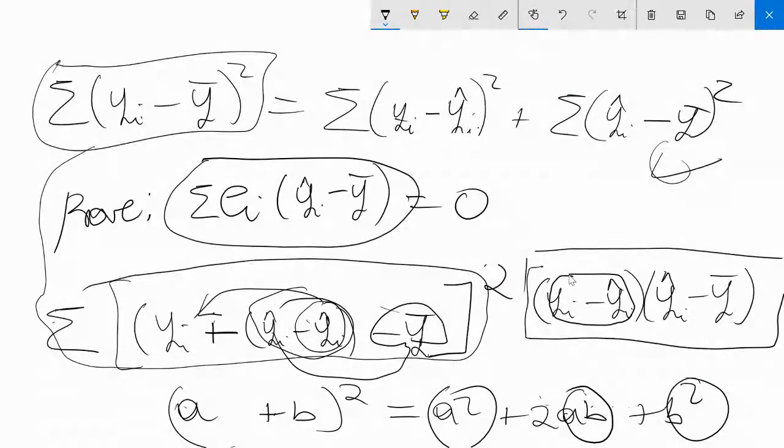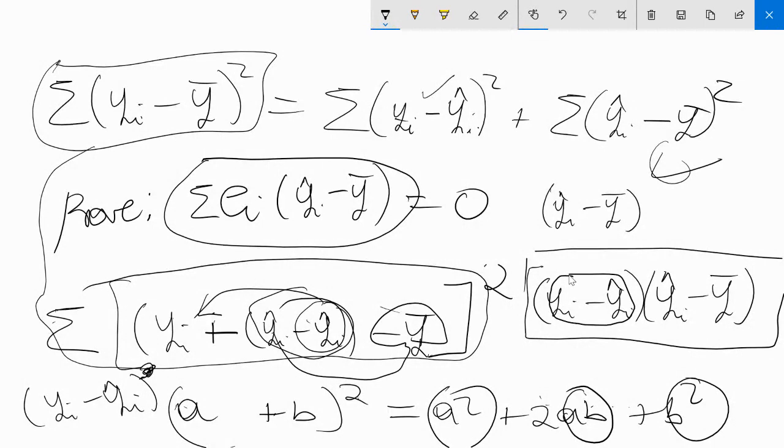When you introduce 0, now you start arranging the terms because this is guiding you. You want yi to go with minus yi hat, so you make this one term. You want yi to go with this, so you make this your one term. This is your a. Then the remaining part, which is yi hat minus y bar, is going to be b. So now you have (a plus b) all squared.